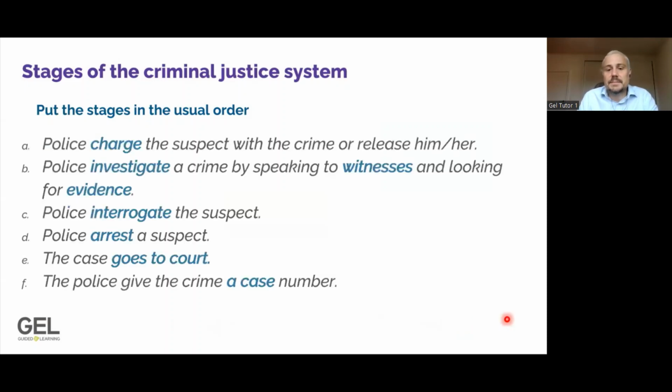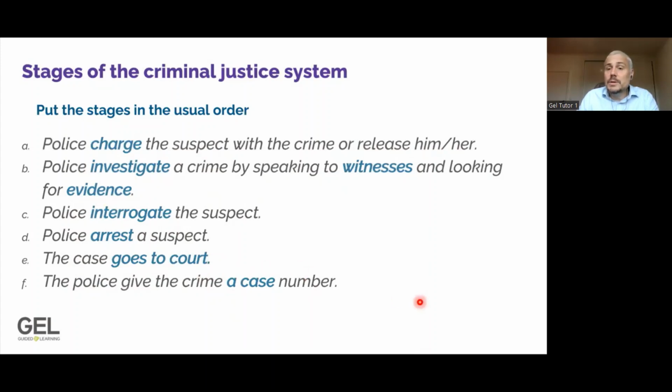Here are the stages. Police charge the suspect with the crime or release him/her. Police investigate a crime by speaking to witnesses and looking for evidence. Police interrogate the suspect. Police arrest a suspect. The case goes to court. The police give the crime a case number.